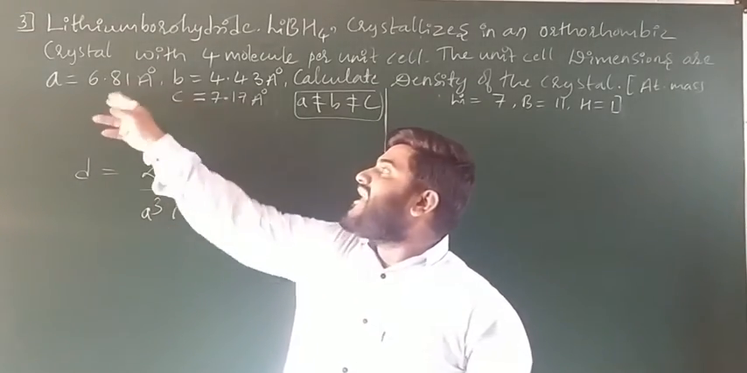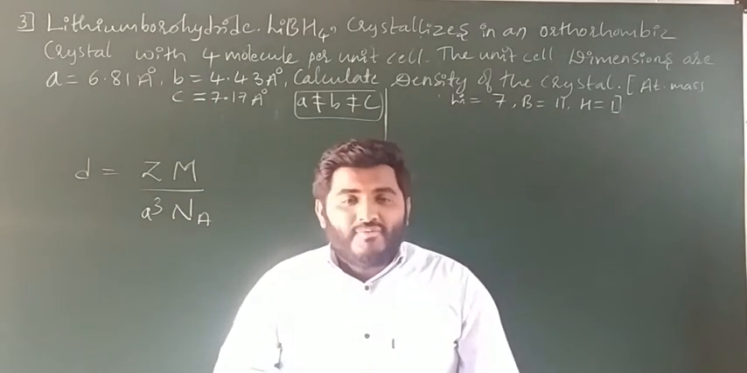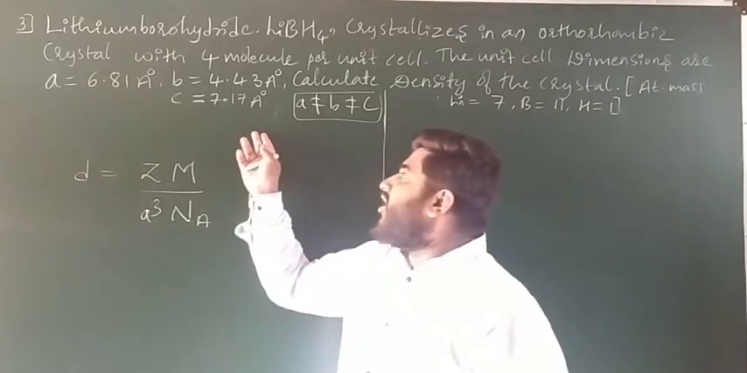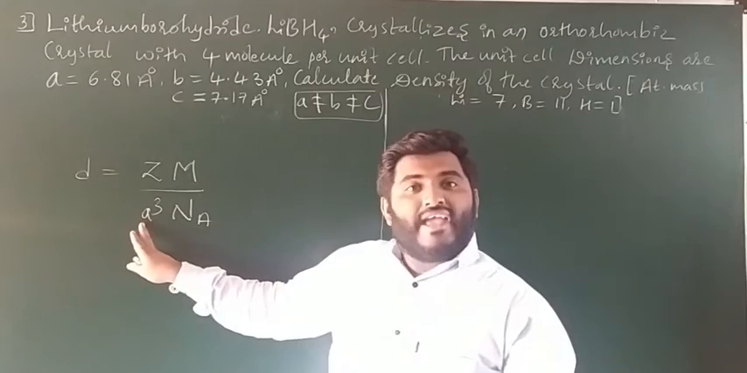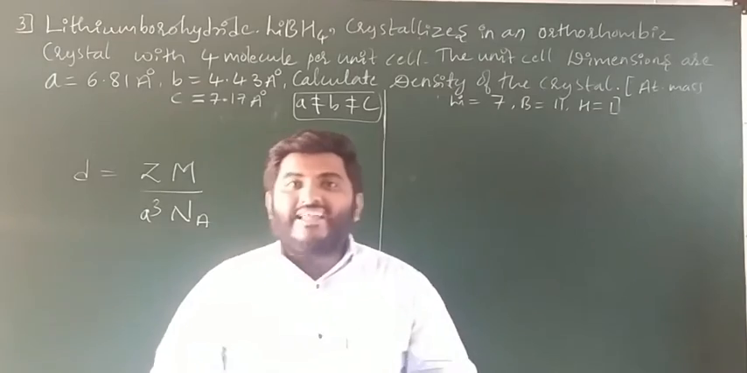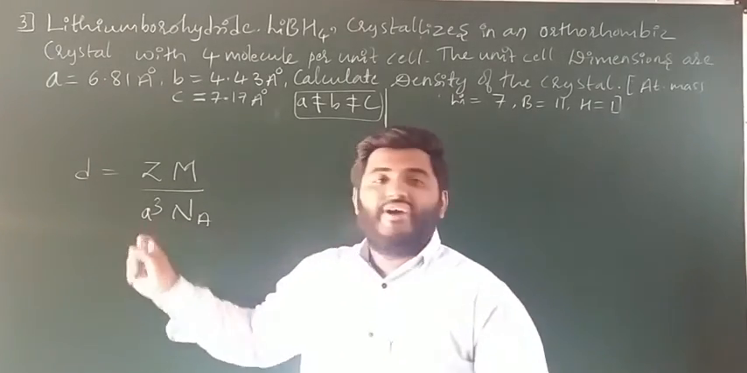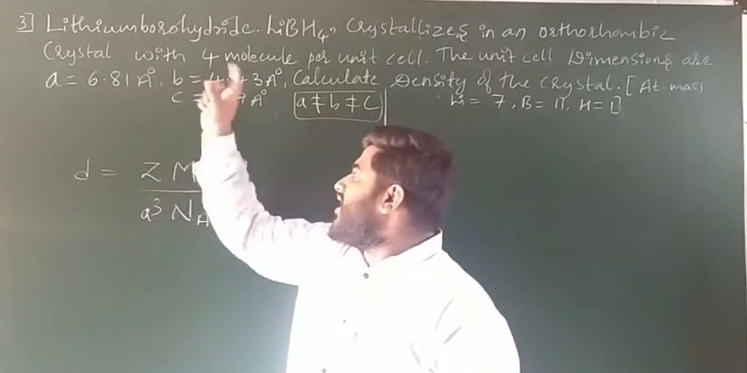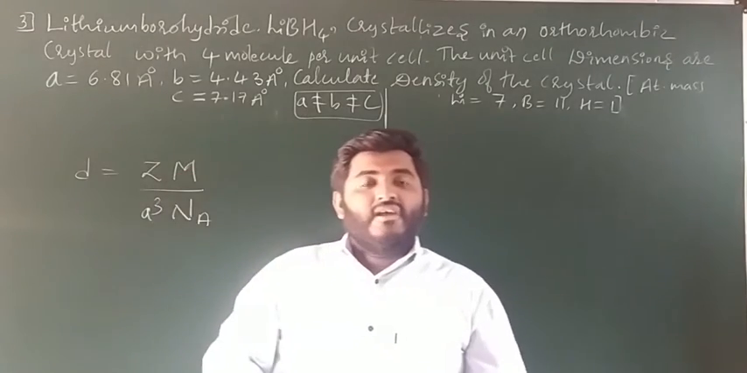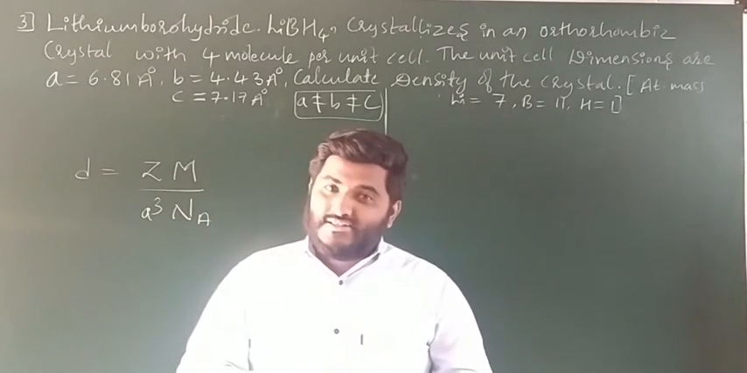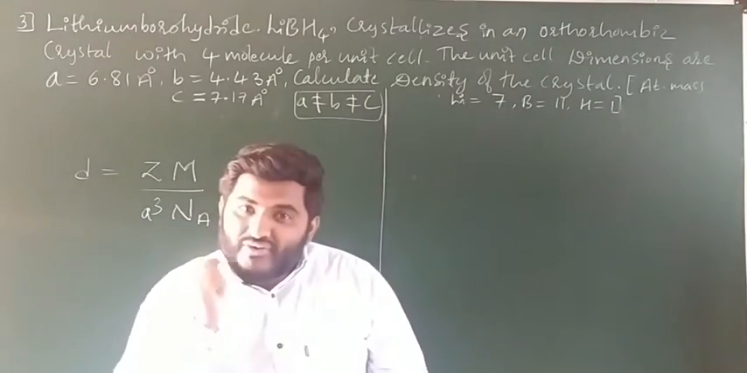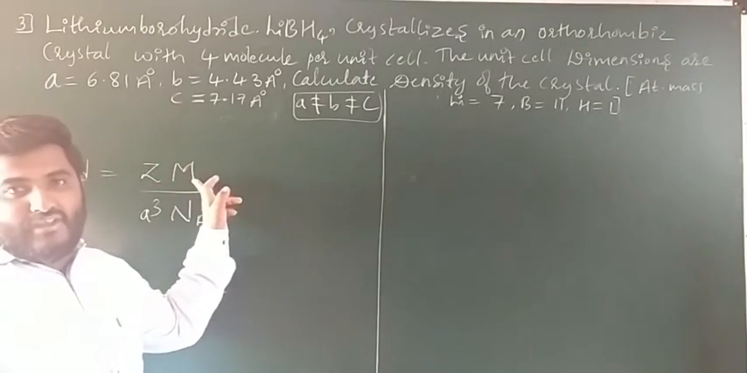Now you see, A, B, C are all different, so what about the volume of the cube? Volume of the cube is A cube when all the edges are the same, but here all the edges are different. Then what about A cube? A cube is nothing but here A into B into C. When you take A into B into C, that is the volume. Z is already given. Na we know, 6.022 into 10 to the power 23. What about M? M is the molar mass. That molar mass is not given here, so we have to first calculate molar mass M, then substitute.